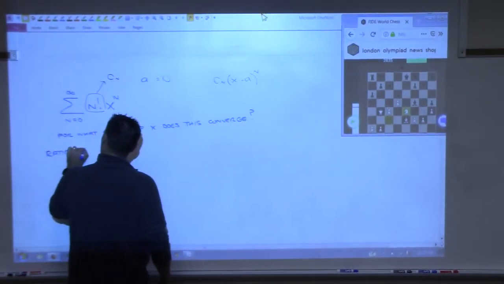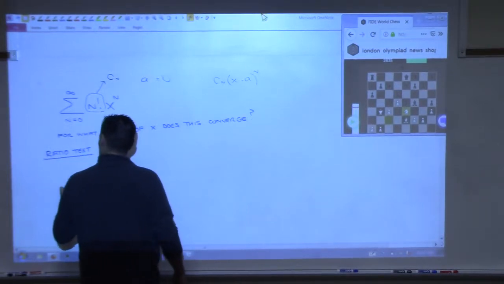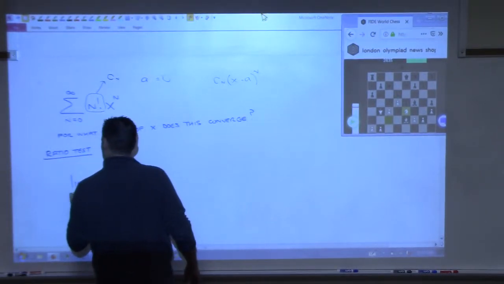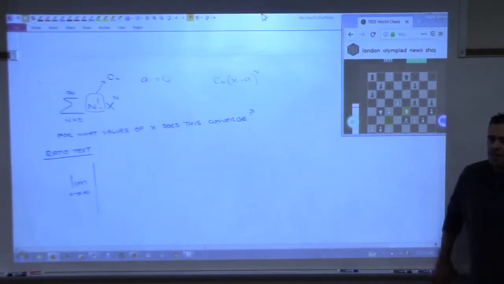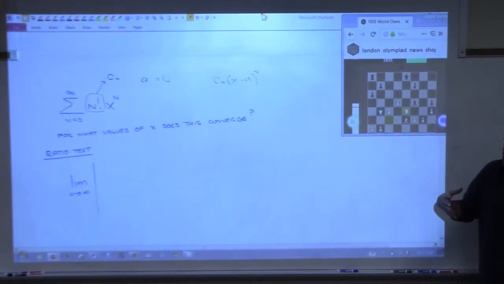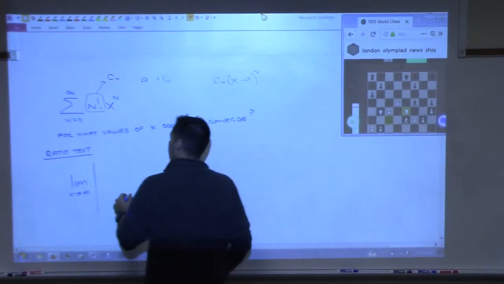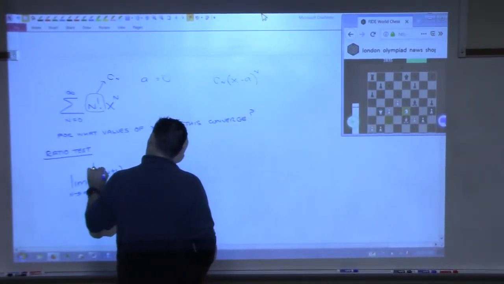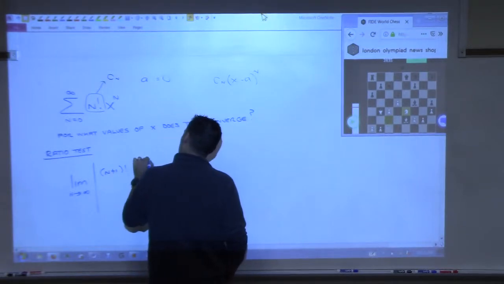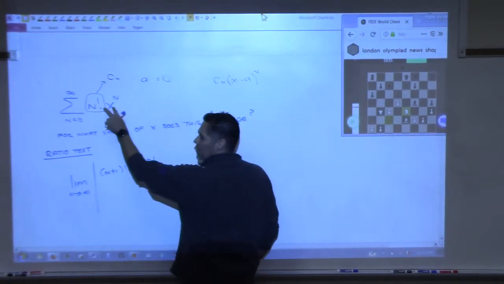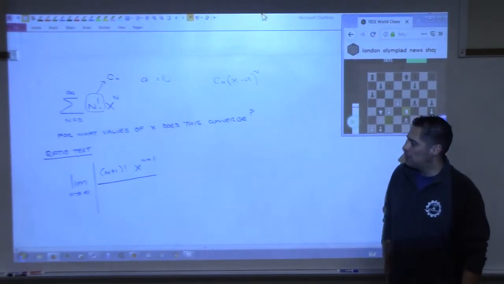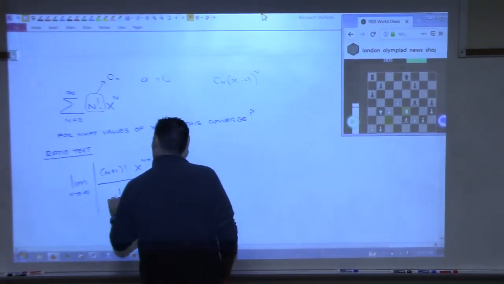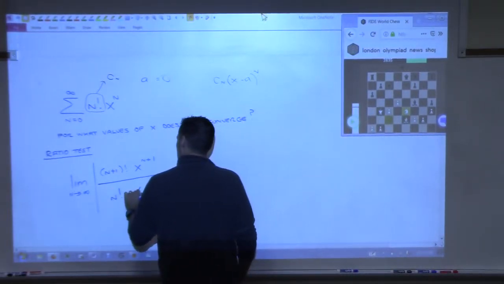So what am I supposed to do for the ratio test? Limit as n goes to infinity of a sub n plus 1, right? That basically means take that whole sequence and replace all the n's with n plus 1s. So that'll be n plus 1 factorial times x to the n plus 1. And then, because that wasn't a fraction to start, I can just go over the original one, which is n factorial times x to the n.